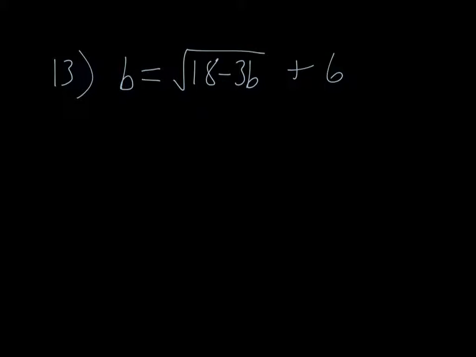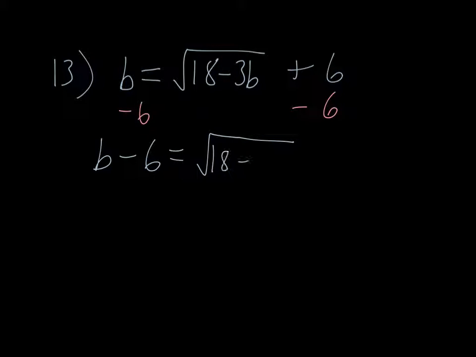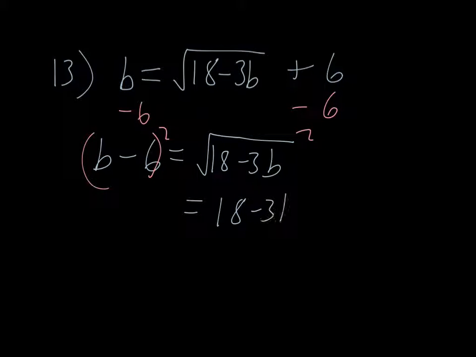Alright, we do need to square root both sides, but not first. First I need to minus 6 on both sides. That gives me b minus 6 is equal to square root of 18 minus 3b. And now I get to square both sides, but that's going to be tricky on this left-hand side. On the right-hand side, I just get 18 minus 3b.